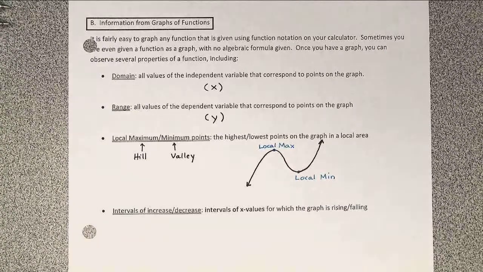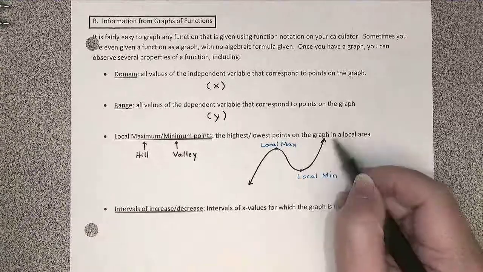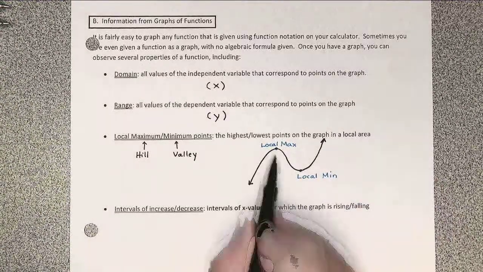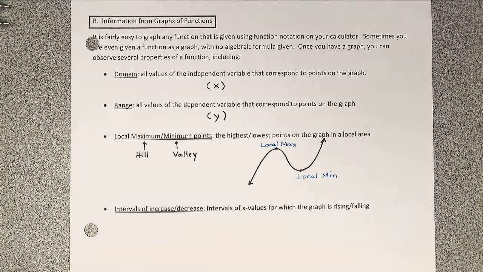Notice it's not necessarily the highest point on the entire graph. This graph actually goes up forever, so it gets bigger. But locally, it's the largest y value. It's the top of its hill.